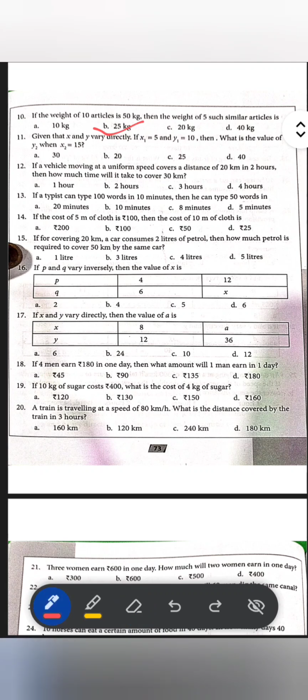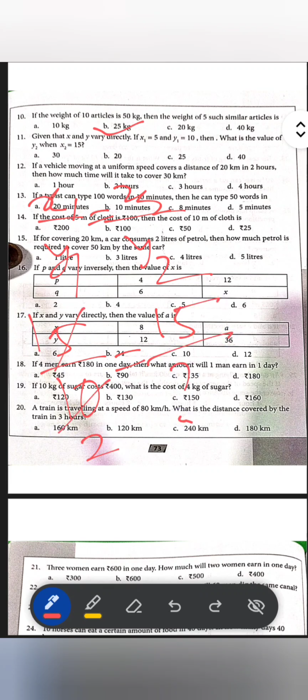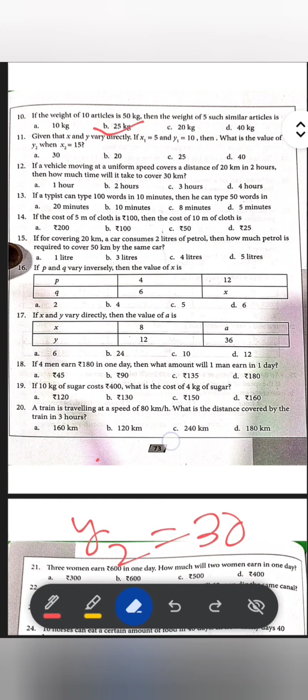11. Given that x and y vary directly. Okay, varying directly means x1 by y1 is equal to x2 by y2. So 5 by 10, because x1 is equal to 5, y1 is equal to 10, which is equal to, what is the value of y2? It is asking, if x2 is equal to 15. Now do the cross multiplication. So y2 into 1 is equal to y2, that is equal to 15 twos, how much? 30. So 30 is the correct answer. So these are all very easy questions. You should grasp this. Okay.